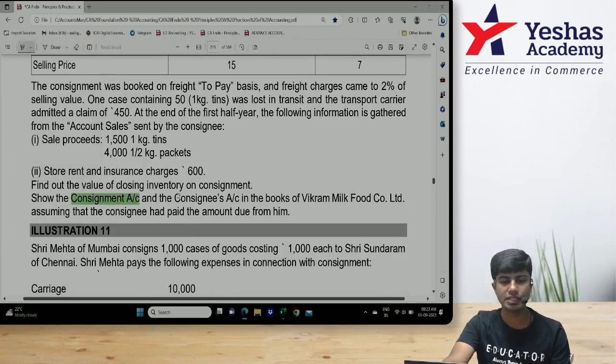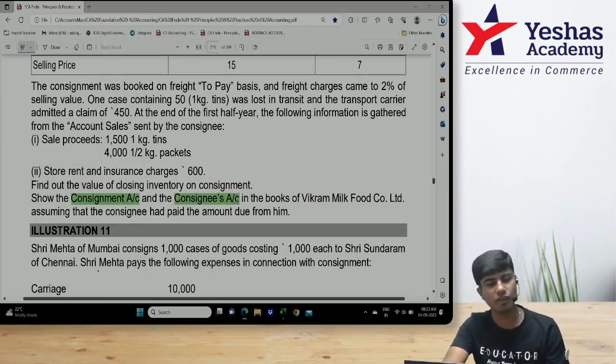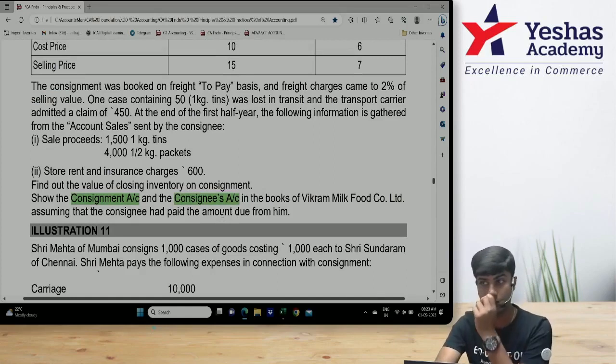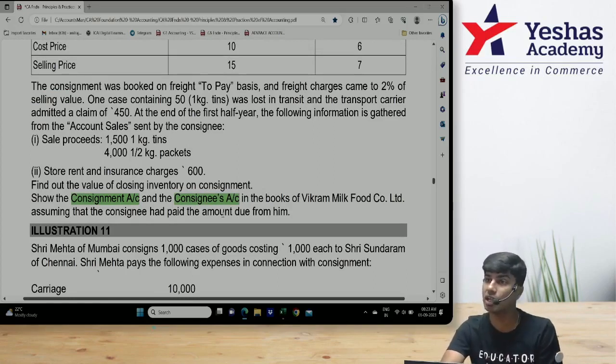They want us to prepare the consignment account and consignee account in the books of Vikram Milk Food Company Limited, assuming that the consignee has paid the amount due. So the consignee has paid the amount. There won't be a balance carried down. It will be only by bank or to bank. You can write cash also.